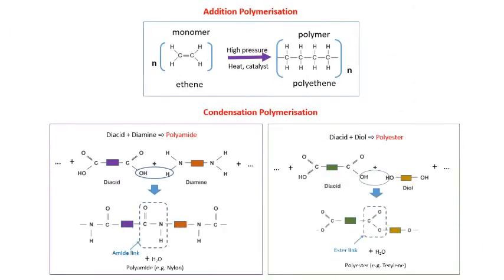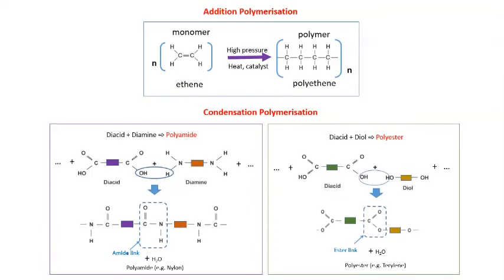Let's compare addition and condensation polymerisation. The diagram at the top is addition polymerisation. All monomers start with a carbon-to-carbon double bond, which is broken under conditions of high pressure, heat, and catalysts, and single carbon-to-carbon bonds are made to form the addition polymer chain.